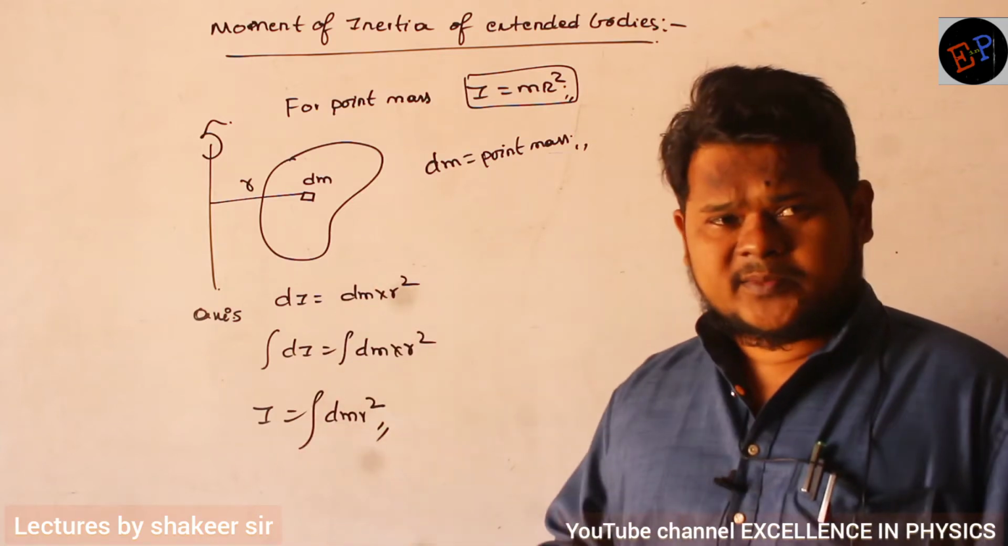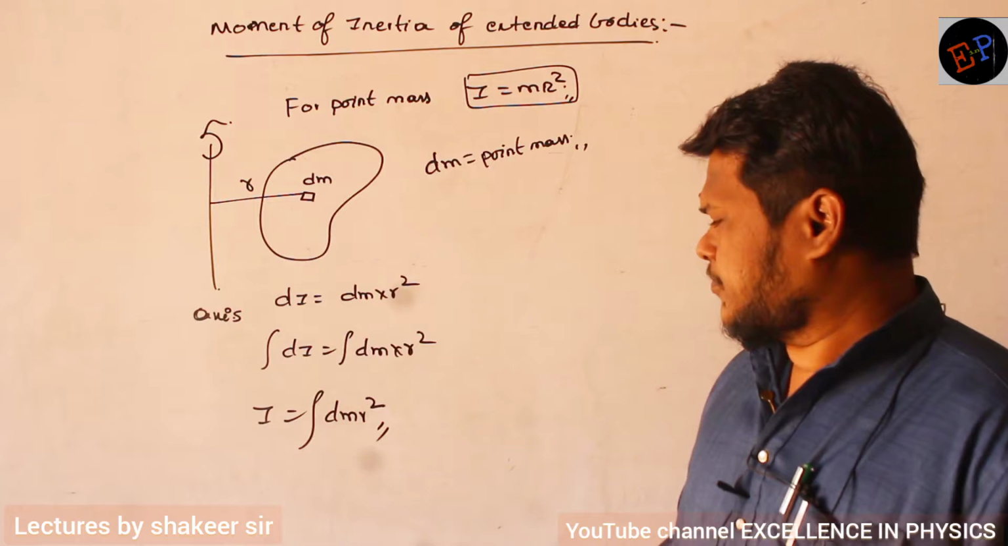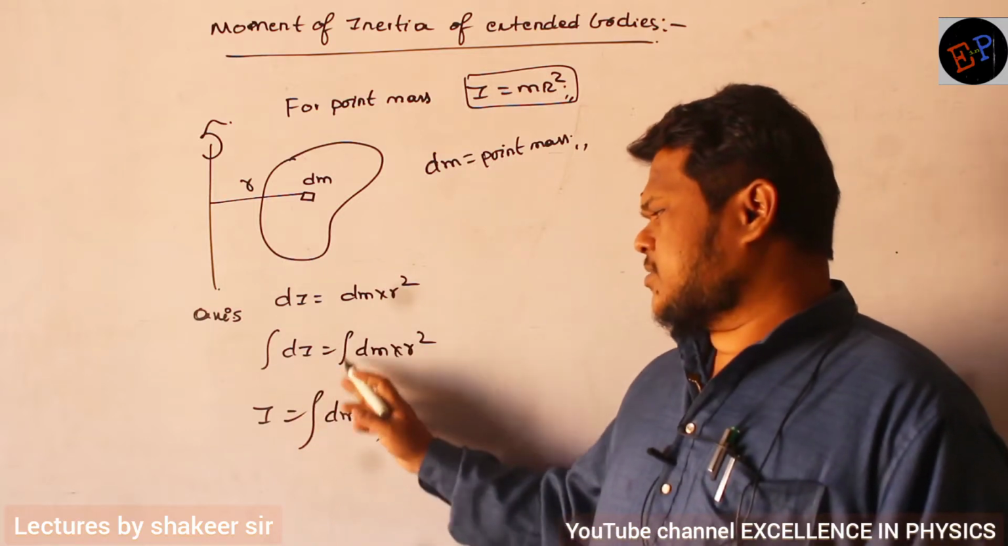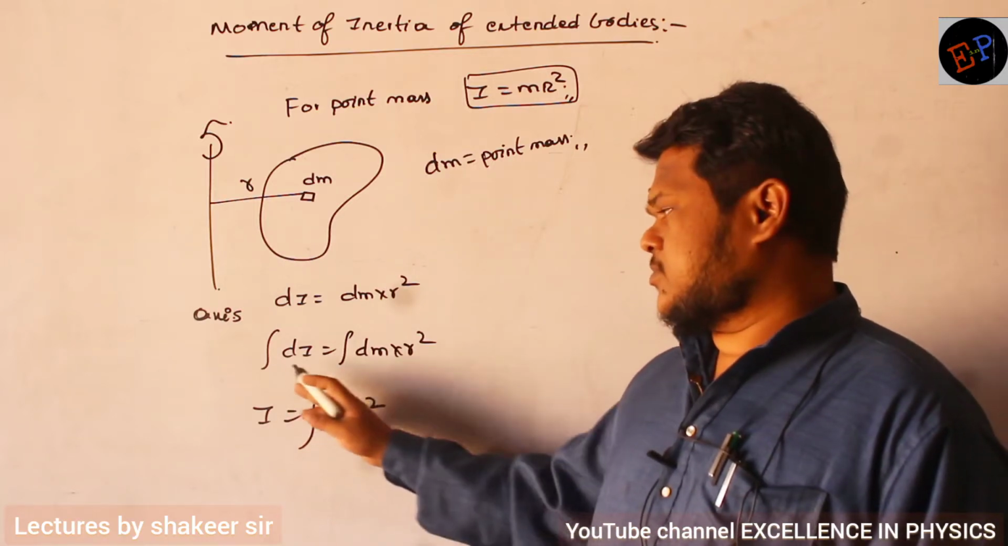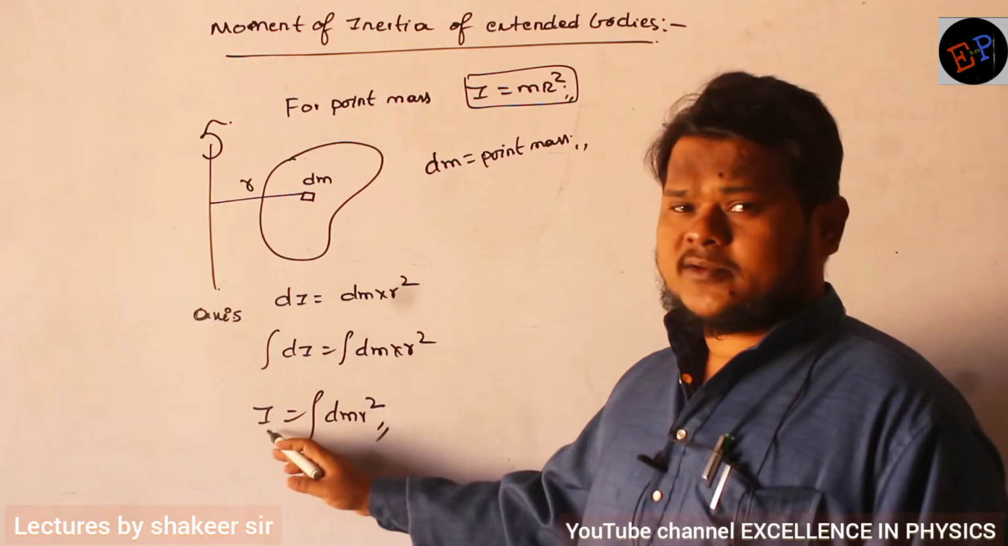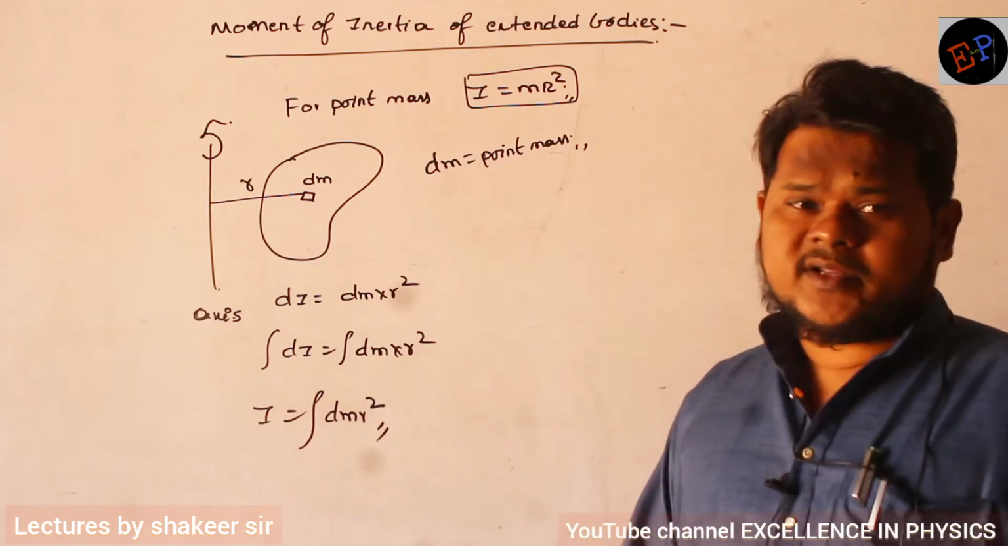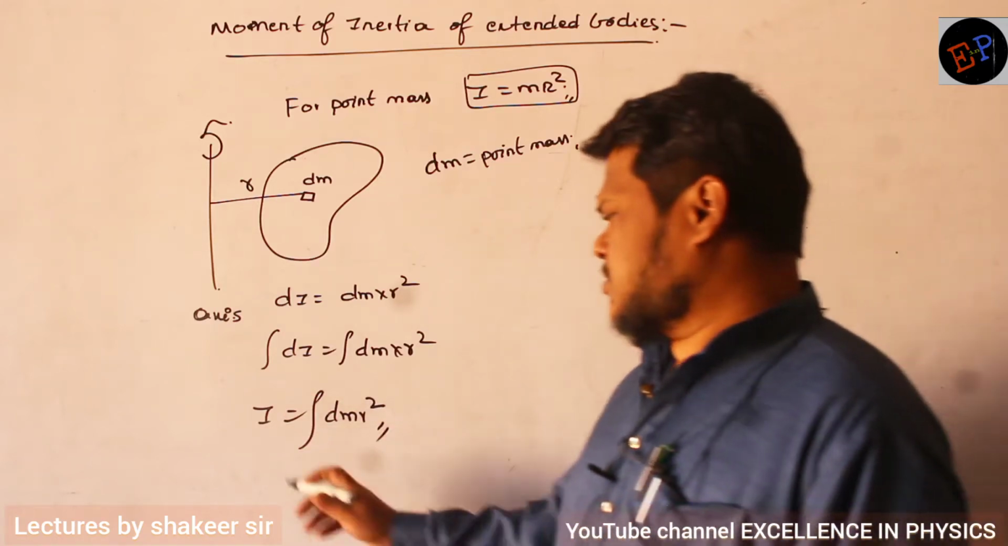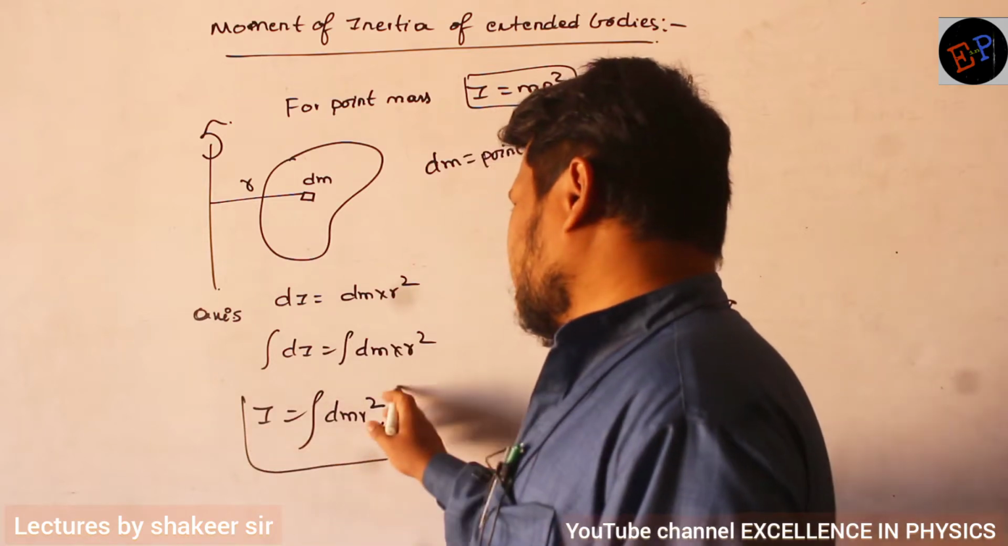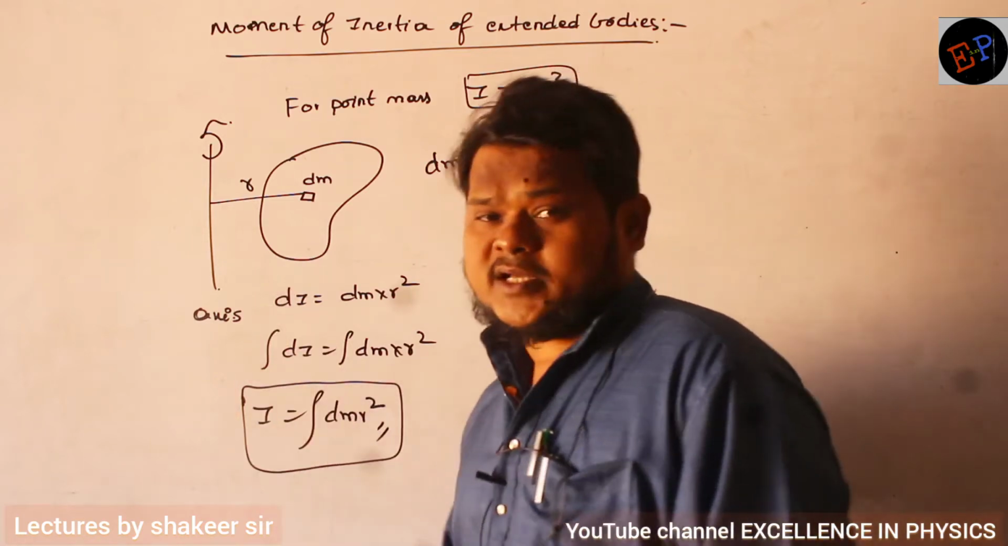That process is called integration. So integration of dI is integration of dm into r square. Differentiation and integration get cancelled. So I is equal to integration of dm into r square. This is the equation to calculate the moment of inertia of extended bodies.